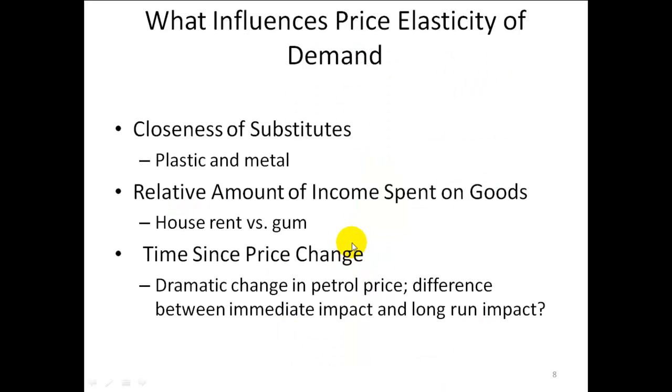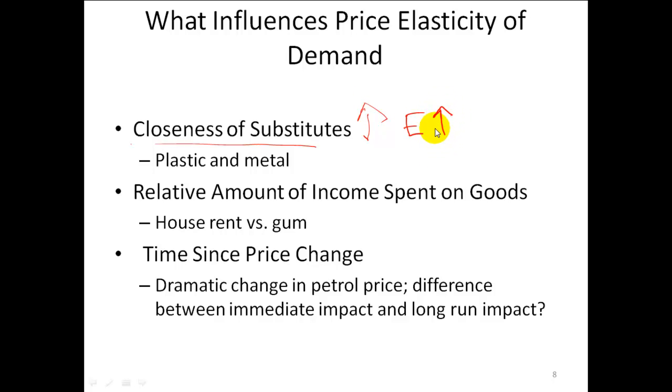Now let's talk about the factors which influence the price elasticity of demand. The first factor which you need to be aware of is the closeness of substitutes. If the closeness of substitutes is high, then the elasticity of demand will also be high.